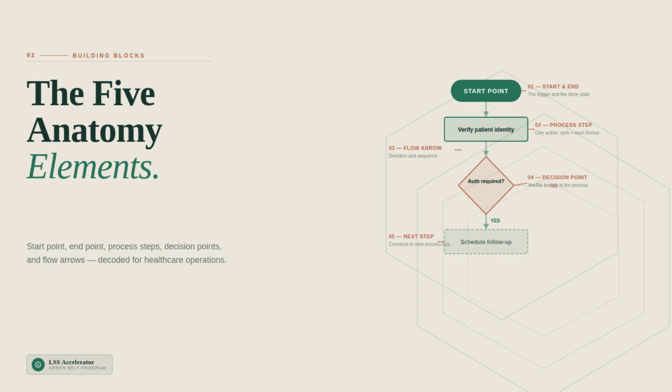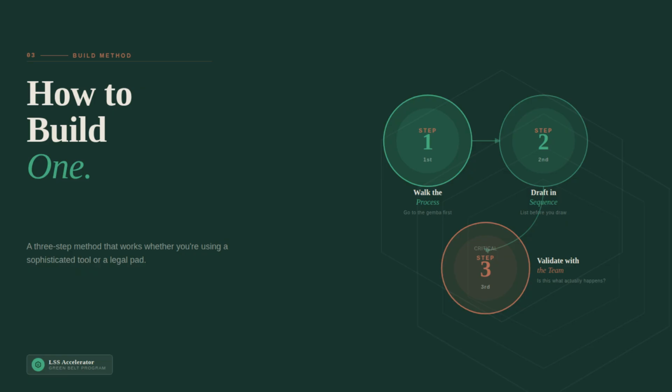That's the foundation. Start point, end point, process steps, decision points, and flow arrows. 5 elements. Build from there. Okay, now let's talk about how you actually build one. I want to walk you through a simple 3-step process that works whether you're using a sophisticated tool or a legal pad. Step 1. Walk the process before you draw it.